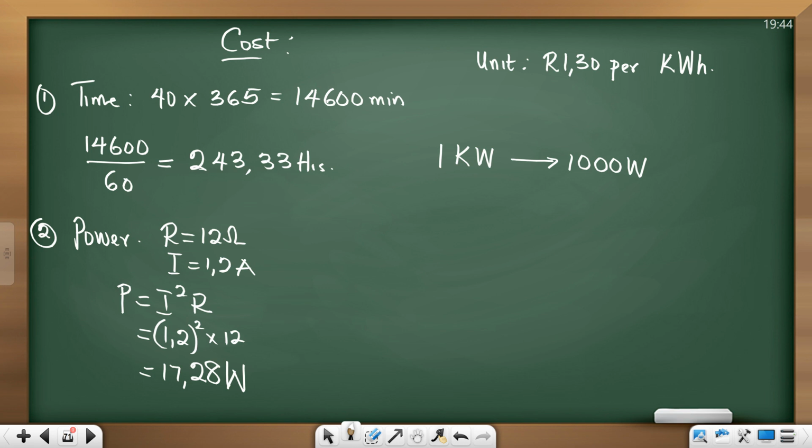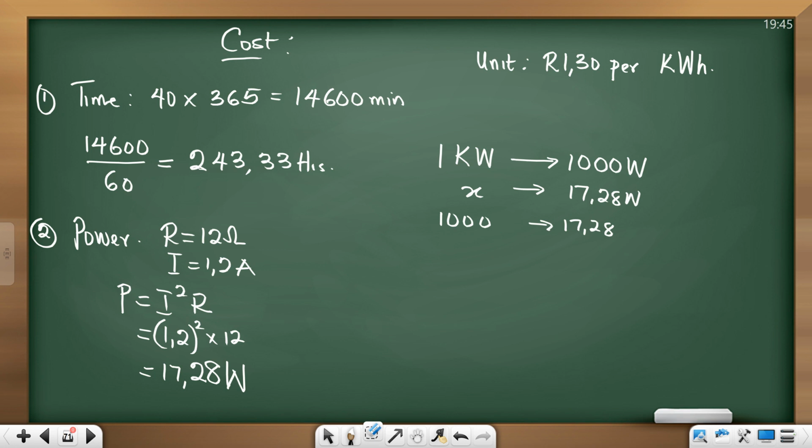But wait, how many watts do we have? 17.28. I want you to understand, and I don't want you to make mistakes. What do we have? 17.28 watt. We are looking for X. What do we do? Cross multiply. 1,000. Some of us know that we just need to divide. But just to make sure that everybody is on the same page.